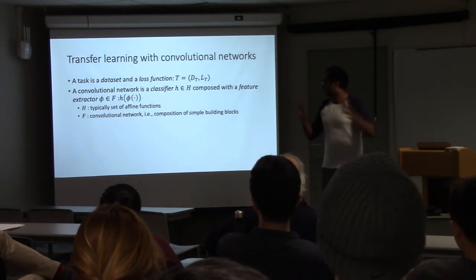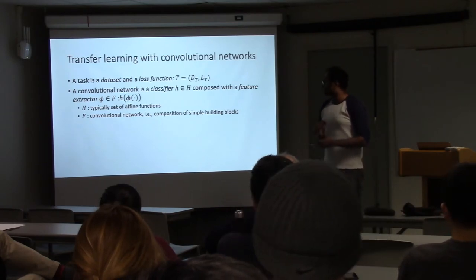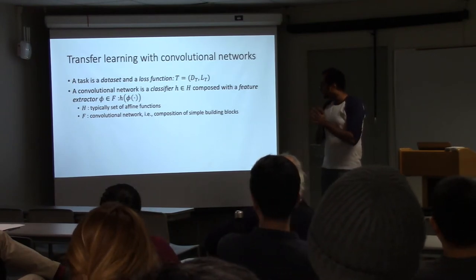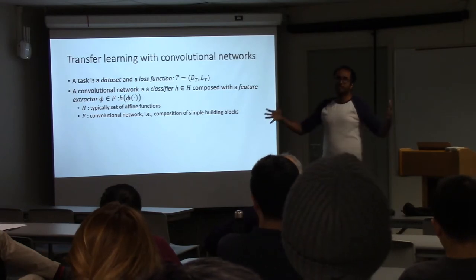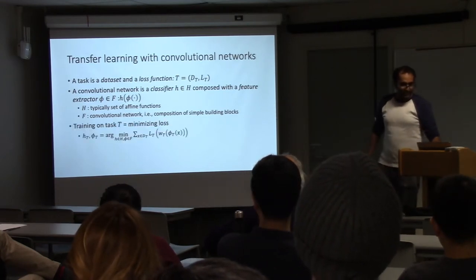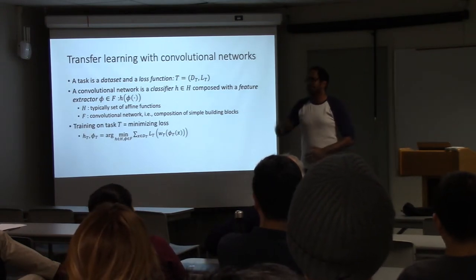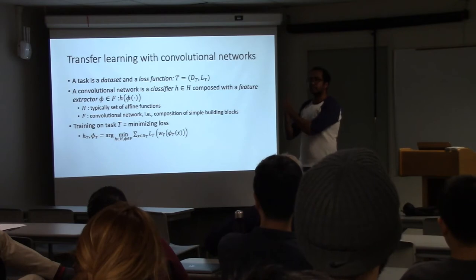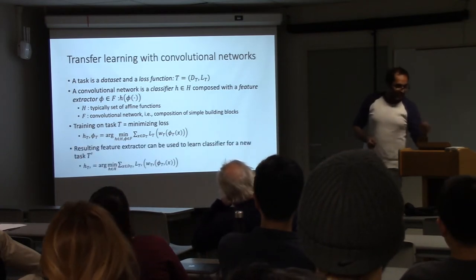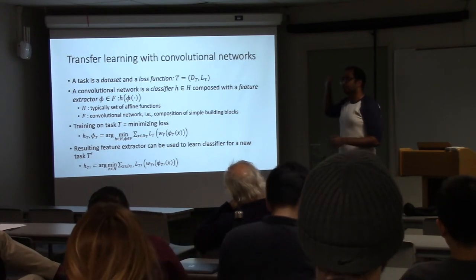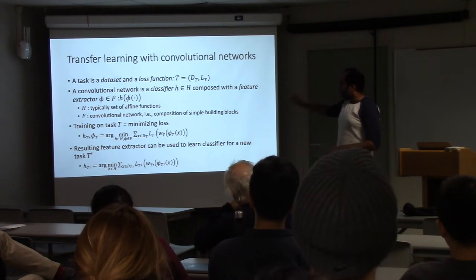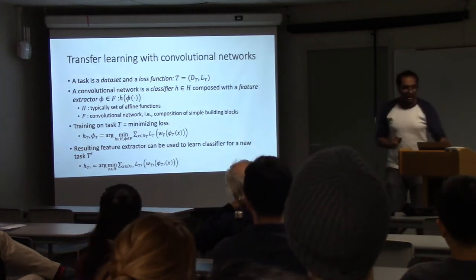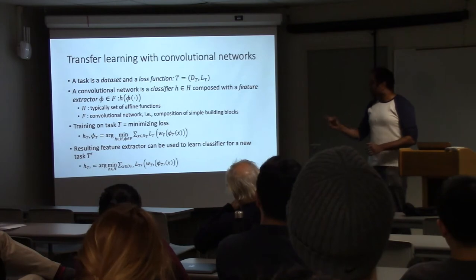I'm just going to think of a convolutional network as being some classifier H composed with some feature extractor V. The classifier is a very simple function, typically an affine function. The feature extractor is a big function composed of a bunch of building blocks. So I'll first train this entire convolutional network on one task D. I'll search for both the feature extractor and the classifier to minimize the loss on the training set. And then when I get a new task, I'm going to keep the feature extractor, V, the same, and only train H. This is H, not W. Apologize. Okay, so that's what I'm going to do. I'm going to keep the features the same, just retrain the classifier.